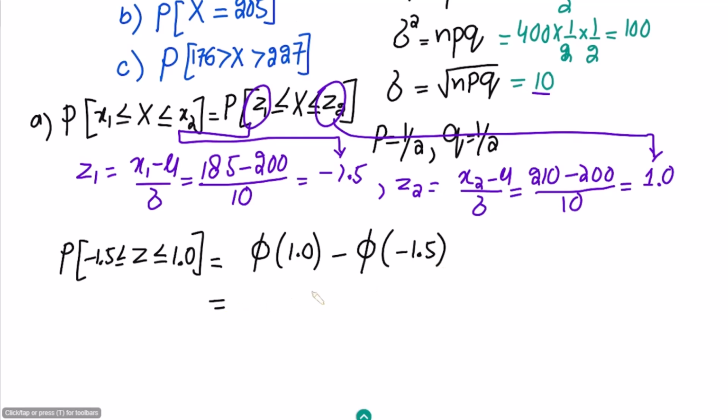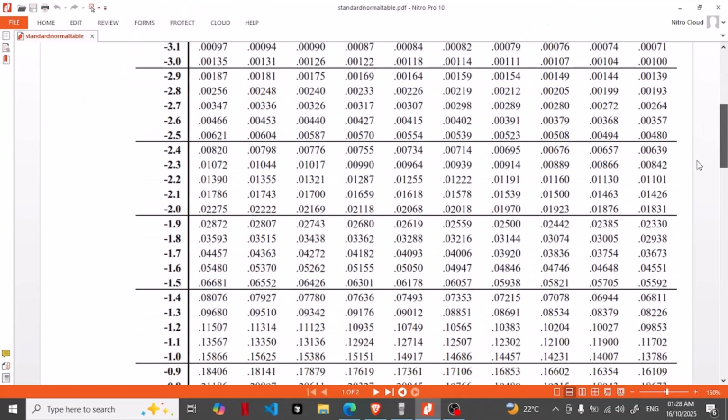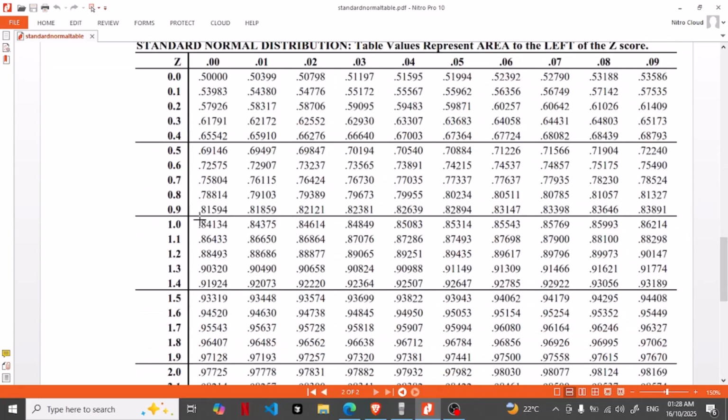This is the CDF table. So let me move to that table. So this is the table. First we have to find 1.0. So where is the 1.0? So the 1.0 is here. That is 0.8413.